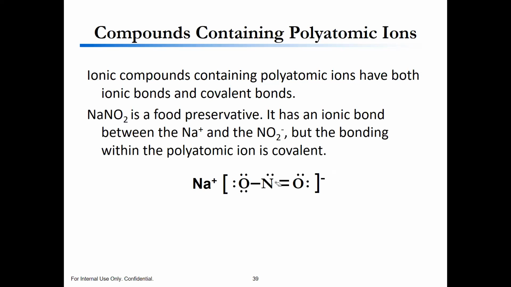Now there are some compounds that contain both covalent and ionic bonds. Inside this bracket, we have a single bond, double bond. That is a covalent bond. So we have covalent bonding going on in here. Then this plus charge and this minus charge, we have an ionic bond. So in this compound, we have both covalent bonding and ionic bonding happening.